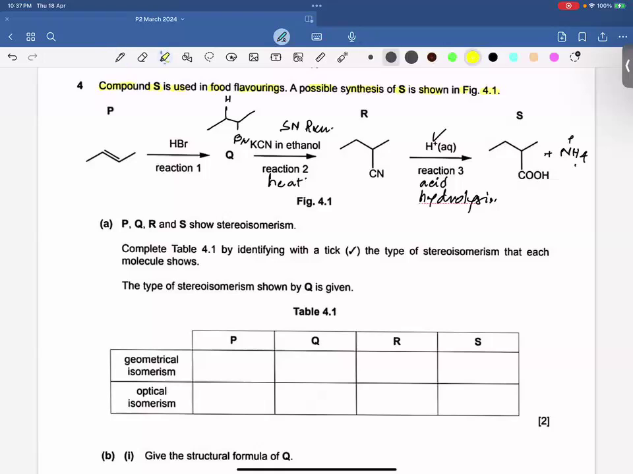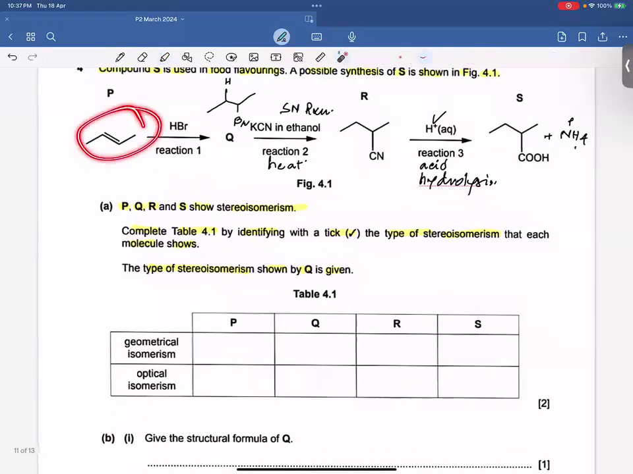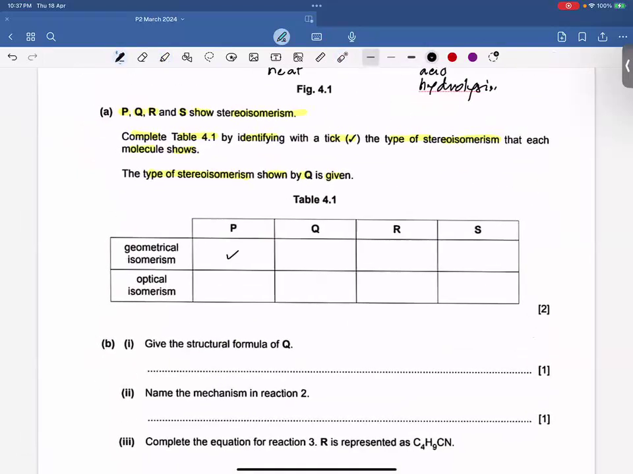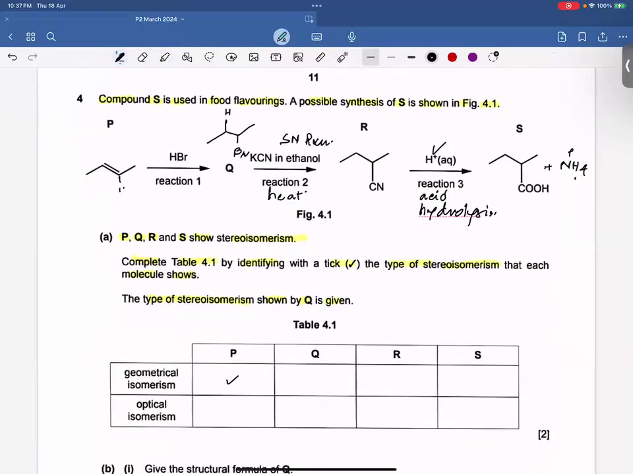Okay, let's talk about this. P, Q, R, and S show stereoisomerism. Complete table 4.1 by identifying with a tick the type of stereoisomerism that each molecule shows. The type of stereoisomerism shown by Q is given. This is an alkene, and this alkene has a double bond in the center, which means it will give you geometrical isomerism, because one hydrogen is here and one hydrogen is there. So similar groups are diagonally attached to the double-bonded carbon atoms, which means it is trans. And when we have trans, we can have cis as well, right? So this gives geometrical isomerism.